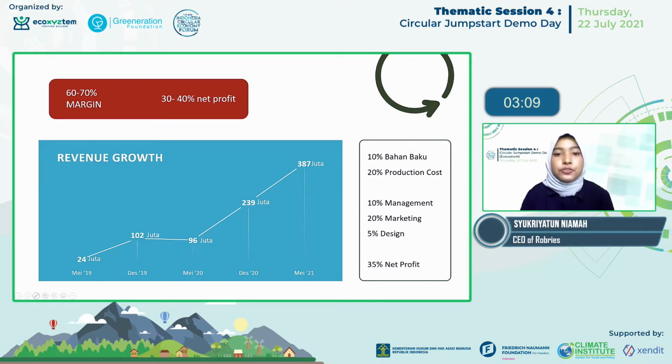We charge 60 to 70% of margin in each product. From this business model, we can incrementally grow since 2019.